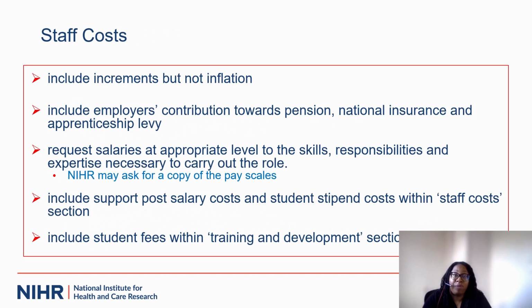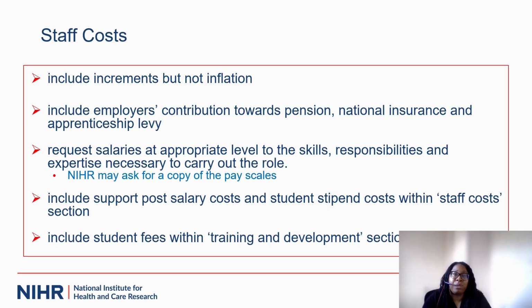So these awards have a strong focus on research capacity strengthening. So in addition to research costs, we expect a large proportion of the costings will be for staff. We ask that you include increments but not inflation. Any inflationary uplifts are at the discretion of the Department of Health and Social Care, and they no longer want those in the applications. We request that salaries are at an appropriate level for the skills, responsibilities and expertise necessary to carry out the role, and we may ask for a copy of the pay scales at the contracting stage were you to be successful.